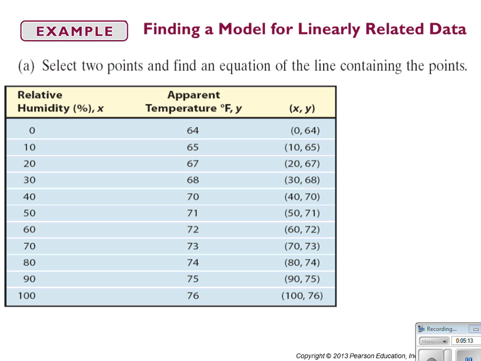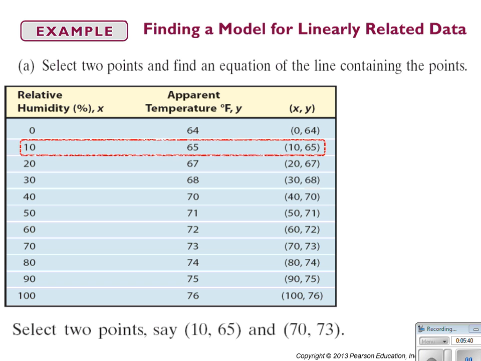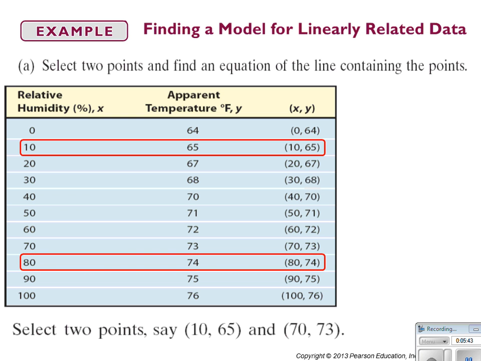All right, so we are going to find a model for linearly related data. Given our humidity data, we're going to select 2 points and find an equation of the line containing the points. That's harkening back to finding the slope, finding the intercept, and putting together an equation.